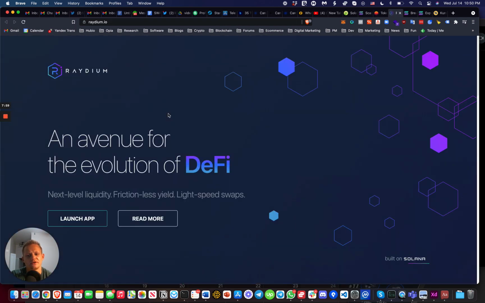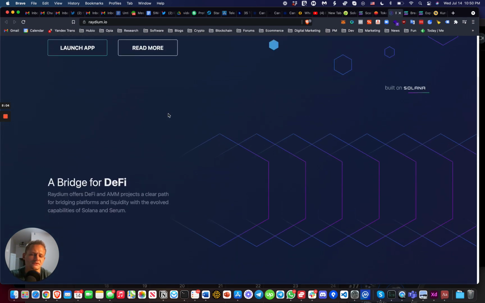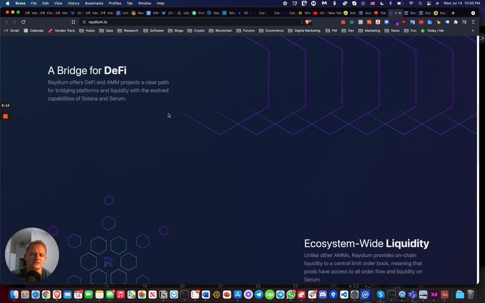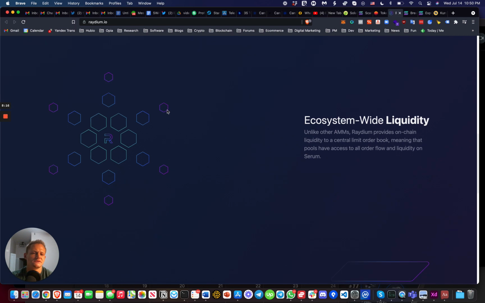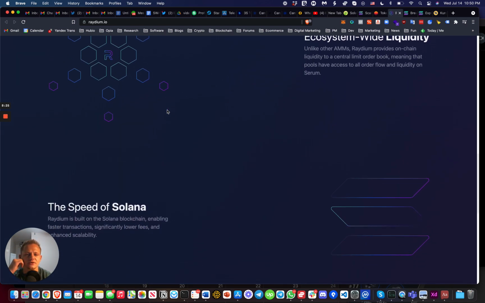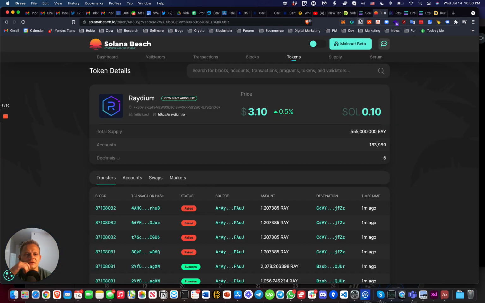Yes, an avenue for the evolution of DeFi, next level liquidity, frictionless yield, light speed swaps. Okay, so no, it's just a DeFi platform, a bridge for DeFi. Oh no, they are architecture. Radium offers DeFi and AMM projects a clear path for bridging platforms and liquidity with the evolved capabilities of Solana and Serum. Ecosystem-wide liquidity. Unlike other AMMs, Radium provides on-chain liquidity to a central limit order book, meaning that pools have access to all order flow and liquidity on Serum. Now, it sounds like an interesting project. I encourage you to take a look at it.